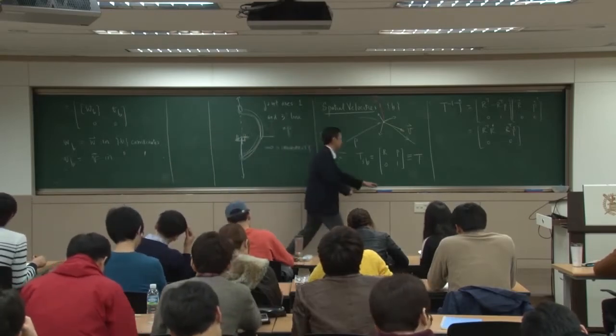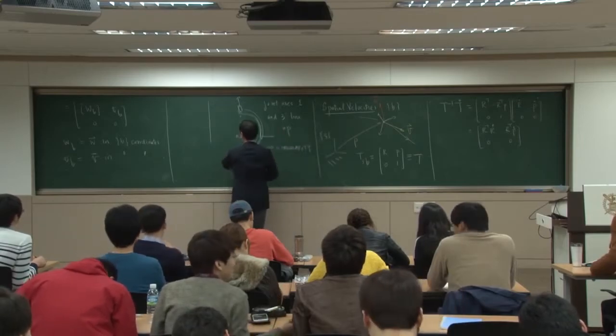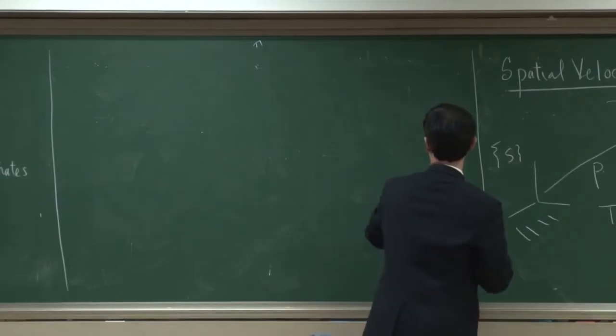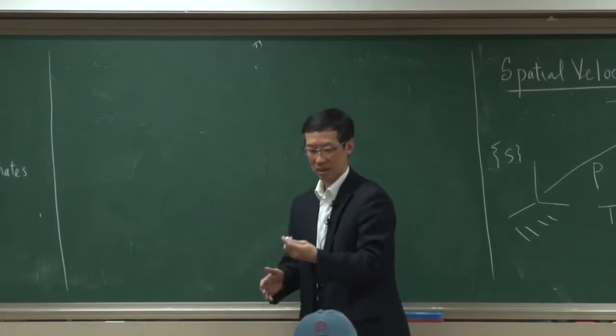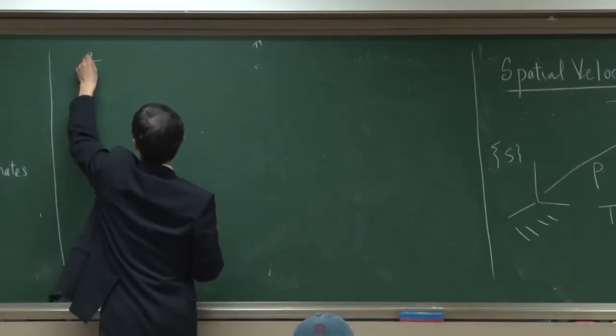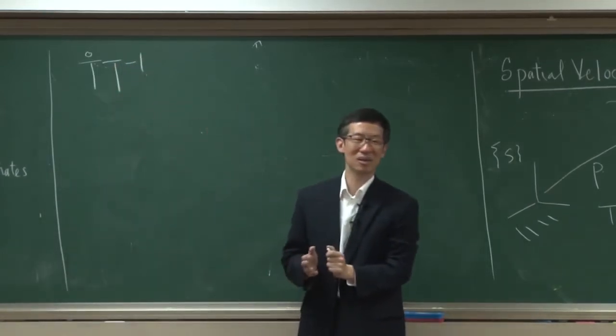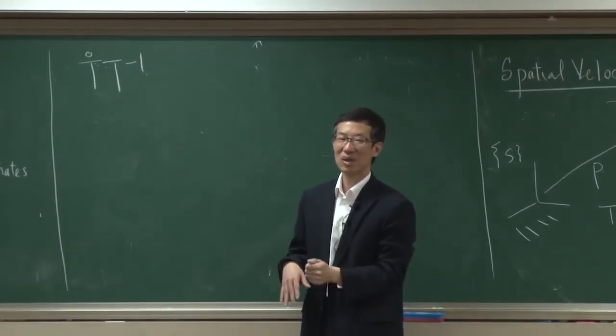So what's the next thing we should do? What do you think? We did T inverse T dot, so now it's time to do T dot T inverse. What do you think we'll get?